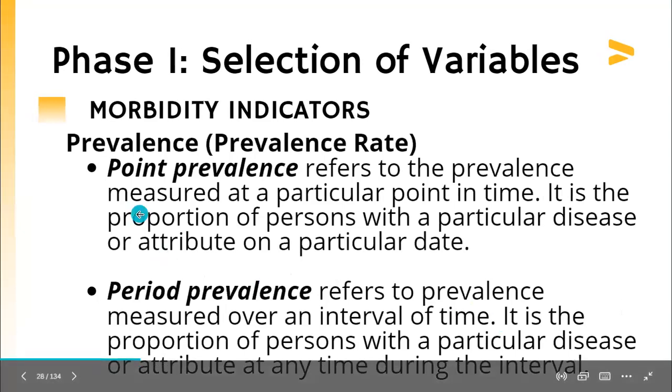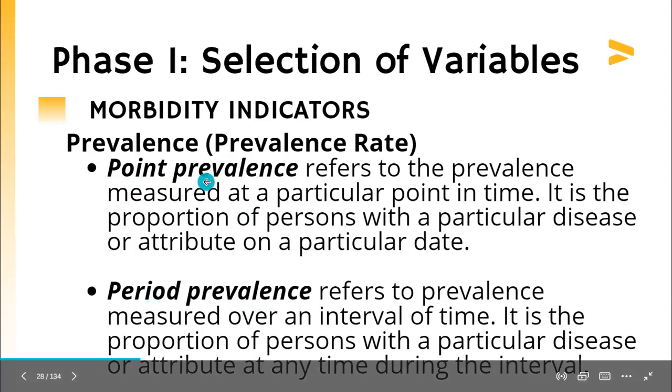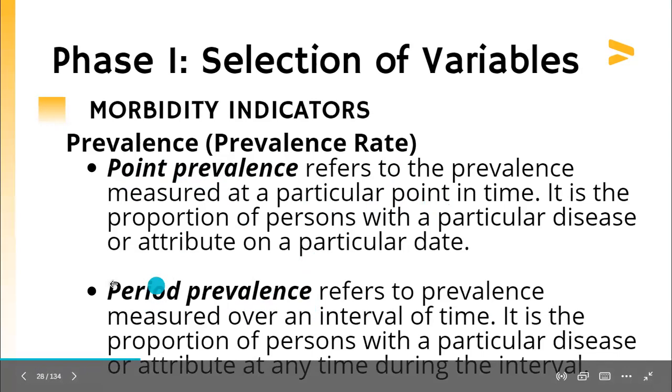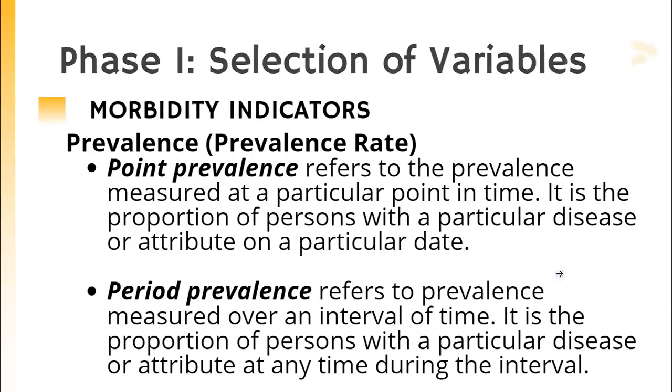So before I proceed to the example, we need to define these terms. Under prevalence rate, we have what we call point prevalence and period prevalence. Point prevalence refers to the prevalence measured at a particular point in time, and period prevalence is measured over an interval of time. When we talk about a period, we're talking about a range, a particular interval of time, whereas point prevalence is a particular point in time.